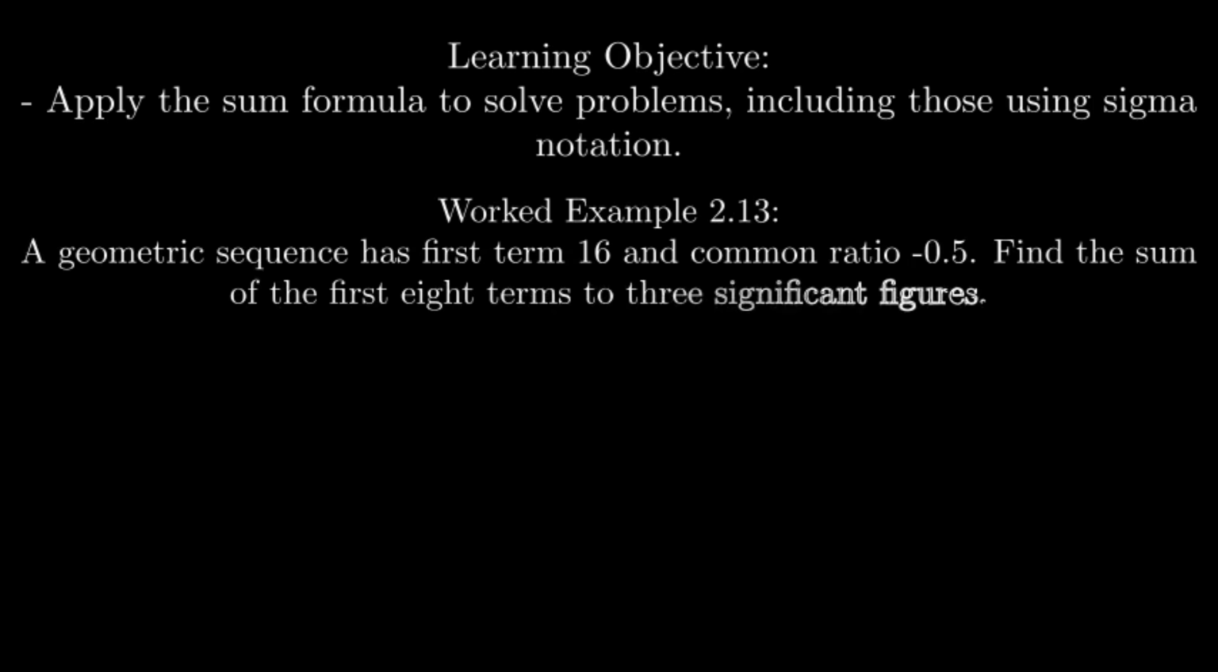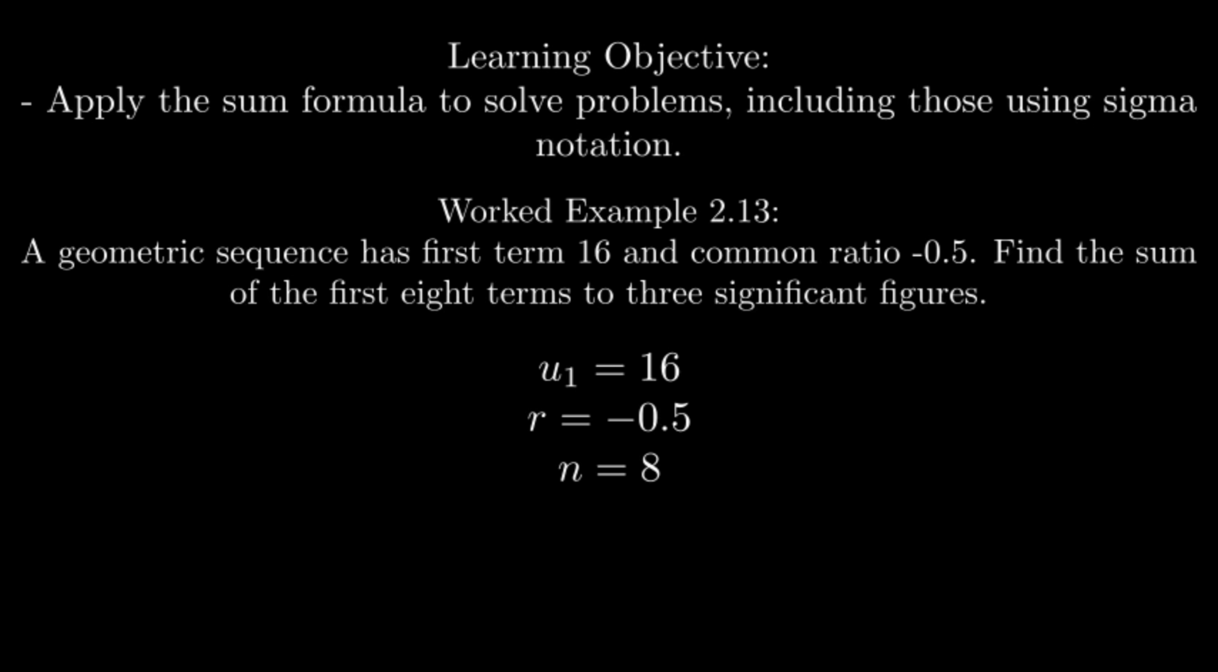A geometric sequence has a first term of 16 and a common ratio of -0.5. We need to find the sum of the first 8 terms and round our answer to 3 significant figures. First, let's list our knowns. The first term, u sub 1, is 16. The common ratio r is -0.5, and the number of terms n is 8.